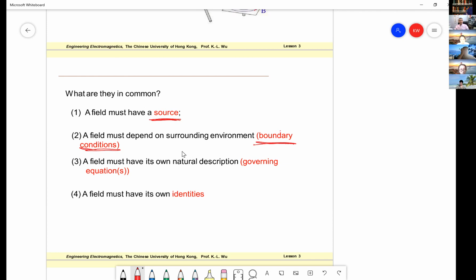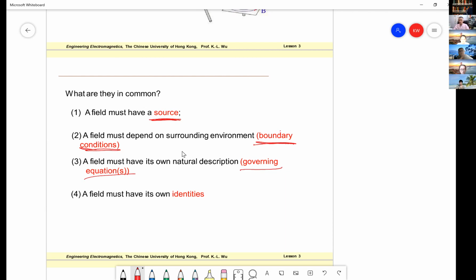Okay, I will put a short video produced by the BBC many years ago. It tells you the story of how Faraday and Maxwell communicated, and how the Maxwell equations were invented. Now, for each different field, we have a different governing equation.